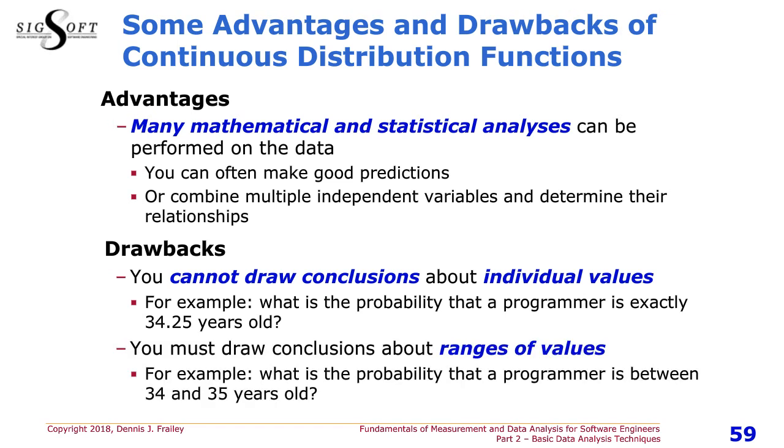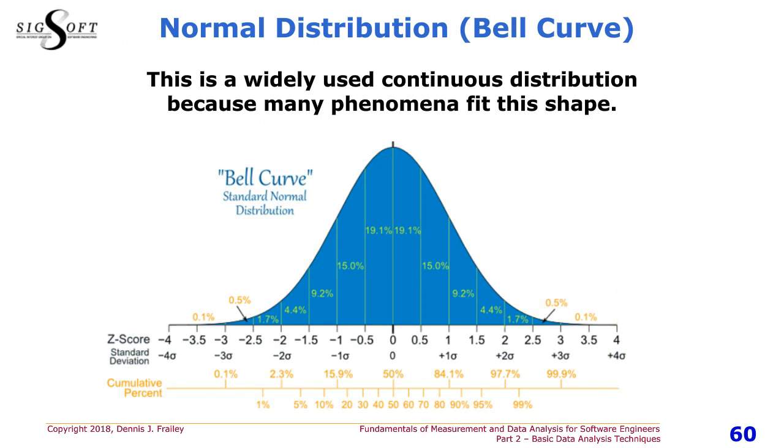But that's okay. Now, let's look at what is probably the most well-known distribution curve called the normal distribution, sometimes known as the bell curve. And the idea of the bell curve is that it represents a situation that occurs a lot in nature.